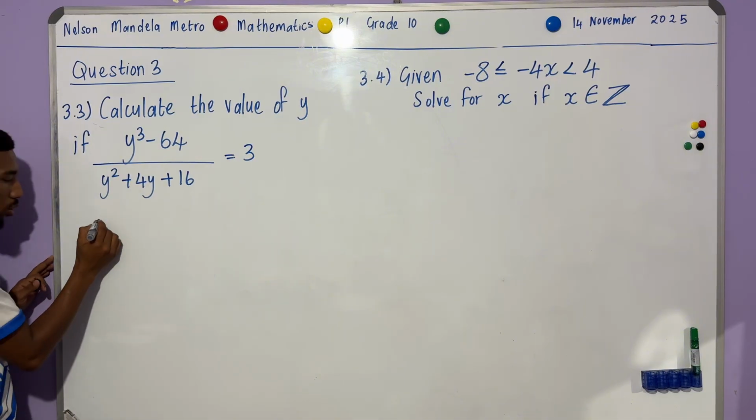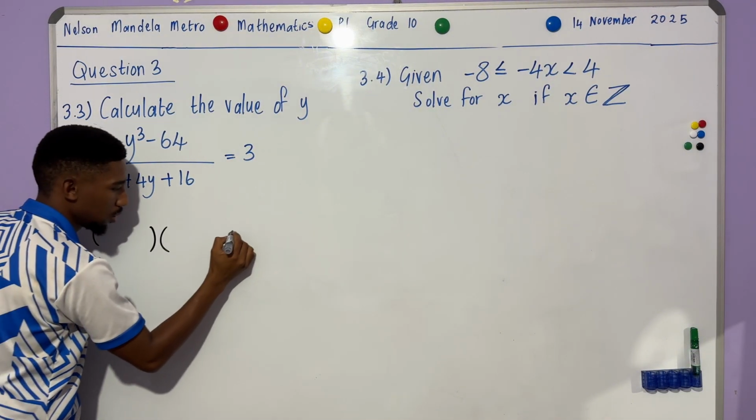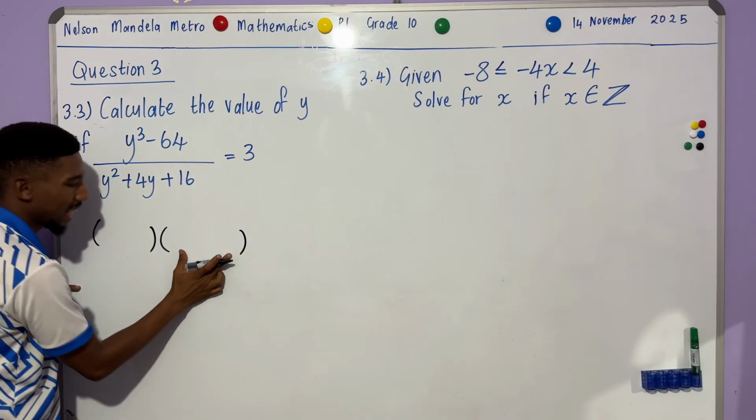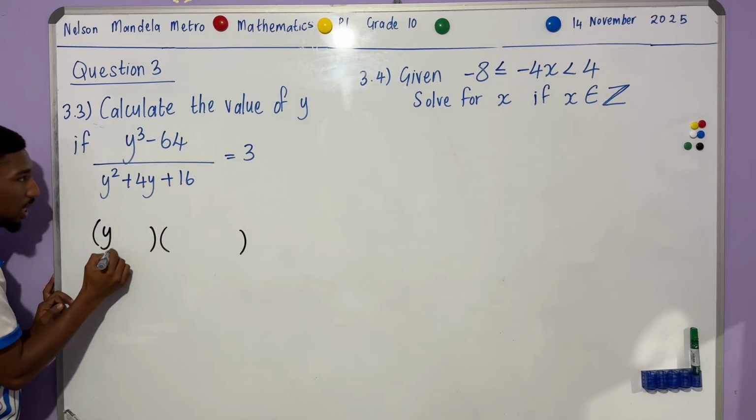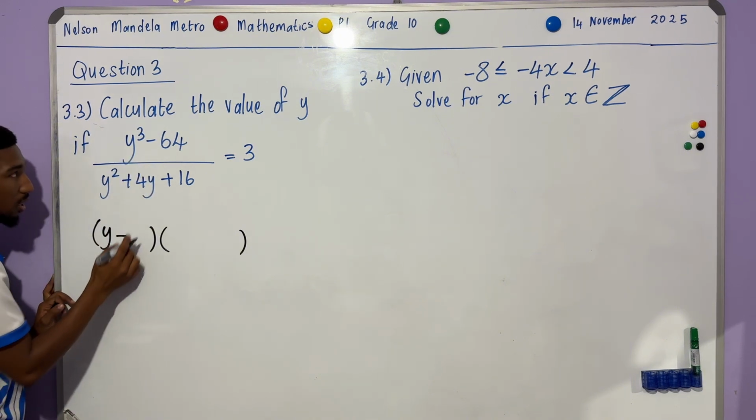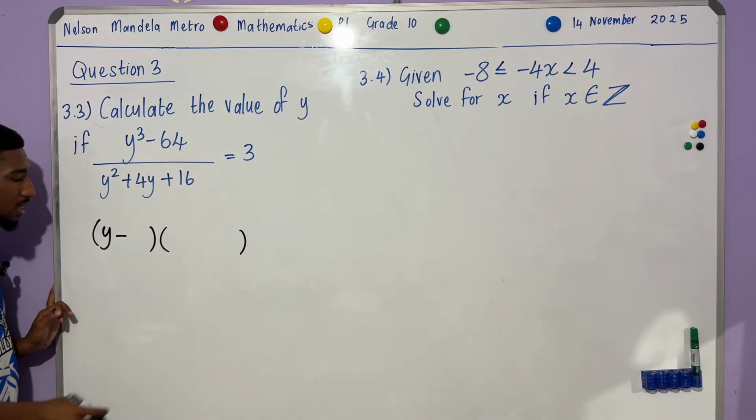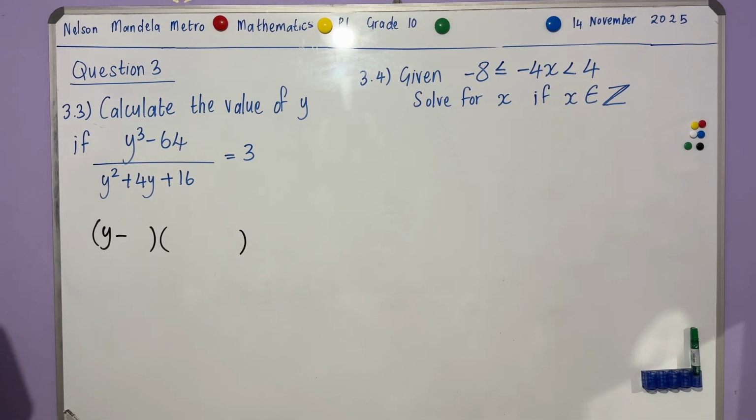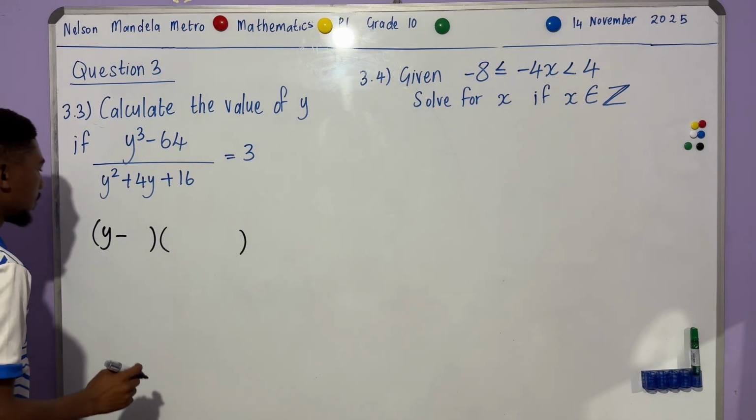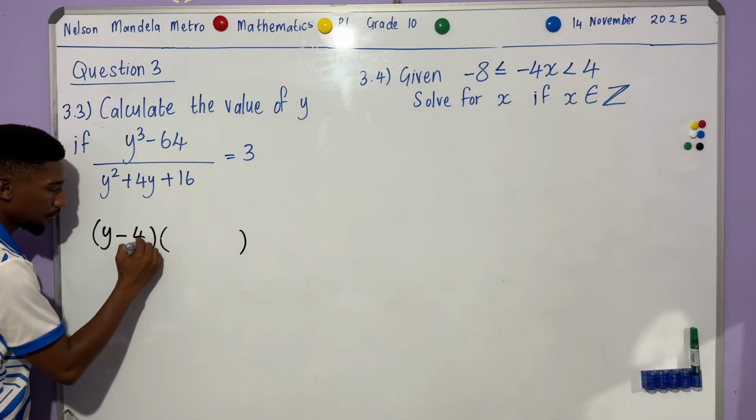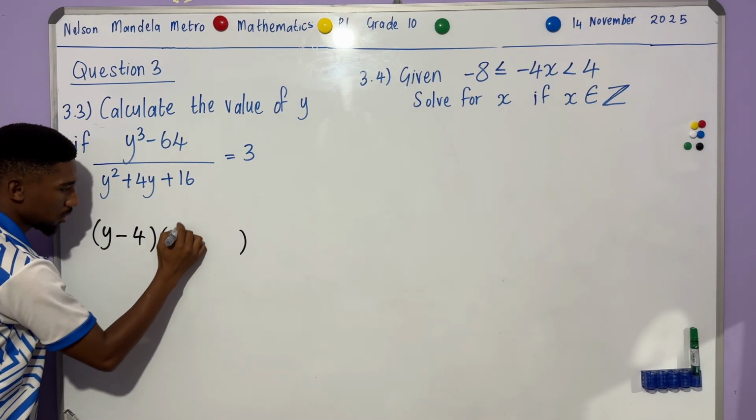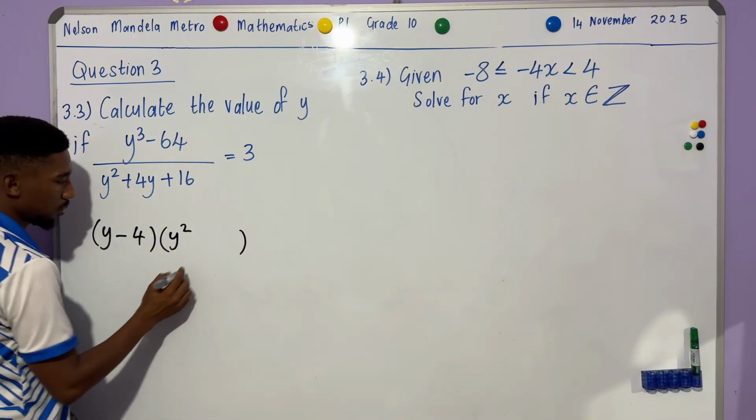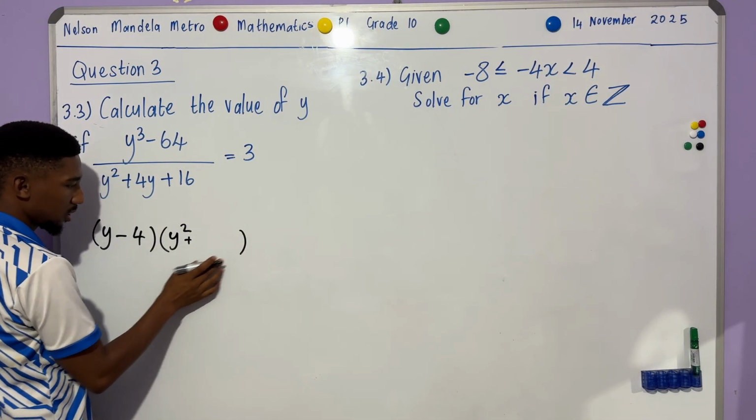When we're factorizing cubes, the difference of cubes, we know we're going to have a binomial and a trinomial. In the first binomial, we have the cube root of the first term, which is y. We have the sign minus and the cube root of 64, which is 4. Then we have the square of the first term, y squared, and all positive signs inside the bracket now.